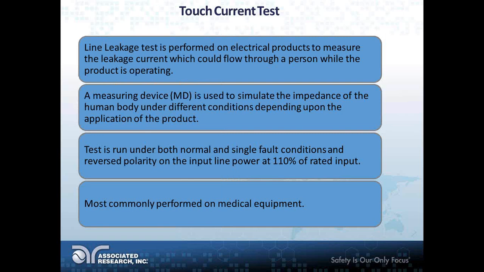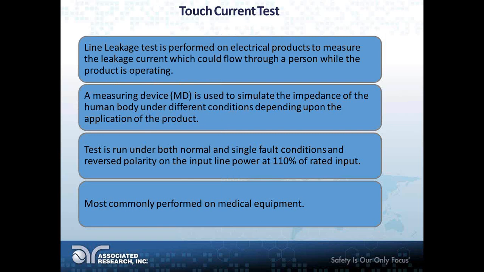Now, this is the key word here, because the ground continuity test, ground bond test, or Hipot test are performed while the product is not powered on. The product is not functional while those tests are performed because they're basically testing the ground connection and the insulation of the product. Here, for the touch current or line leakage test, the big difference is that the product is actually running as it would normally, and then the leakage current measurements are made.